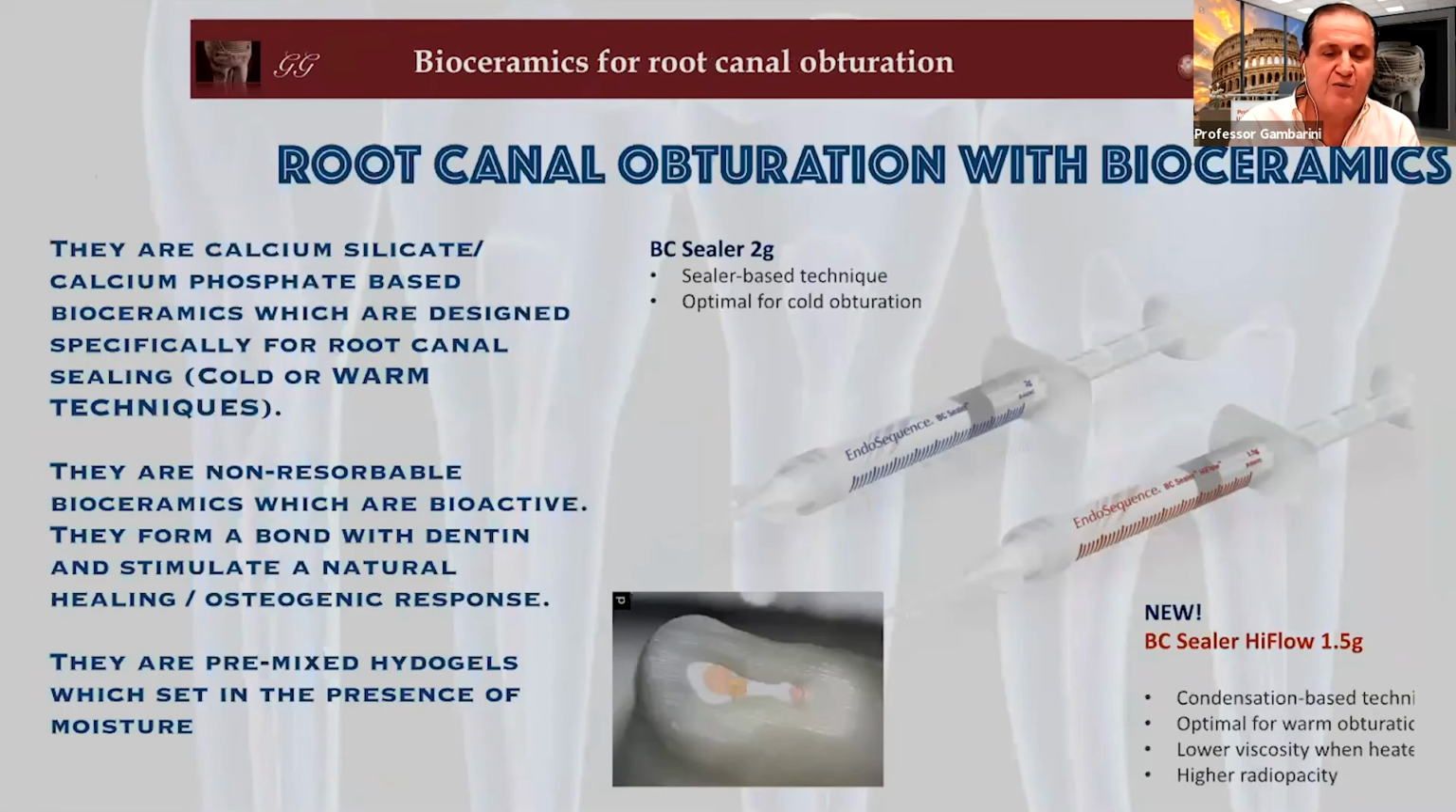And this is because we have an excellent material which is extremely biocompatible and extremely effective and can be the core of the obturation. So we have this kind of bioceramic sealers that are calcium silicate, calcium phosphate based materials that are designed specifically for root canal sealing. At the very beginning, they were only for cold techniques, but now we have new products, for example the BC Sealer High Flow, that can also be used for warm techniques.